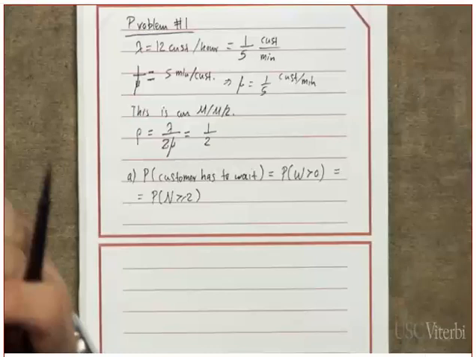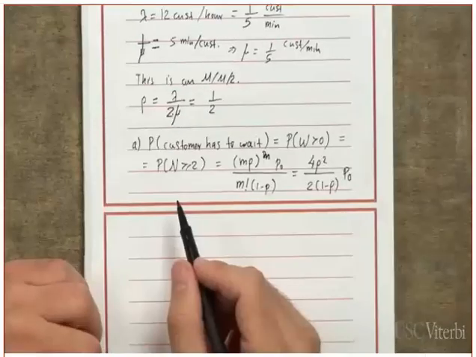Calculate the expected number of customers in the system as 2 plus 1 over 2 times 1 over 3 over 1 over 2, which is equal to 4/3 customers. That's the unit. Okay?